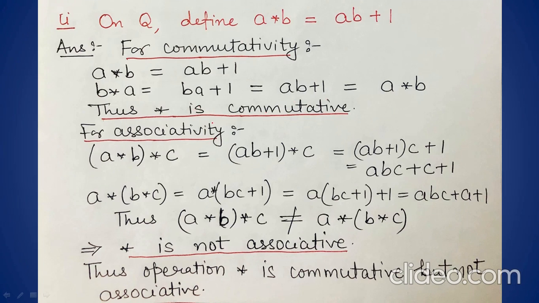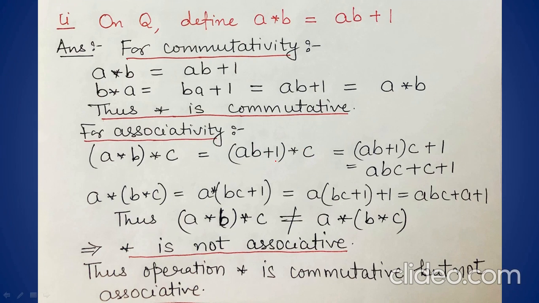Now check for associativity. Now first find out bracket A star B star C. That will be equal to A star B के place पे हम क्या लिखेंगे? By definition A star B is AB plus 1. So it becomes bracket AB plus 1 star C. Now again we have two elements. First we will take AB plus 1.